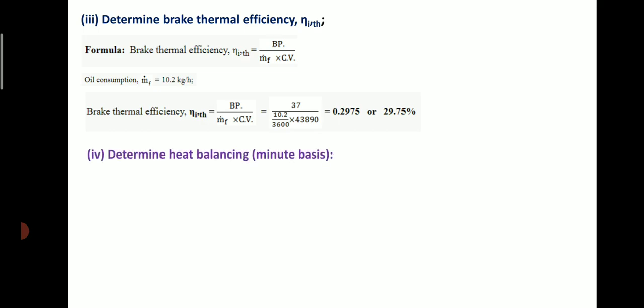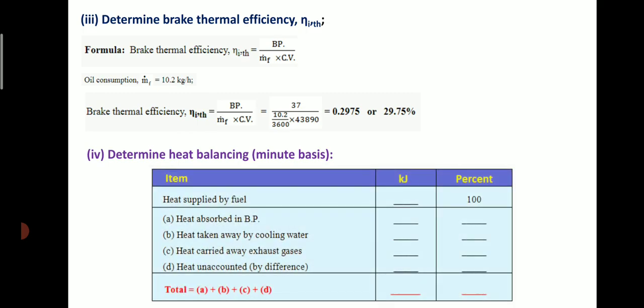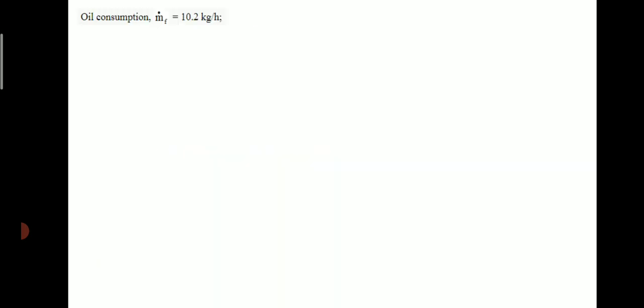So let us see how to determine the heat balance on a minute basis. Here you will see how much heat is supplied, that we have to decide. Then how that heat supplied is utilized in the form of producing brake power, heat taken away by the cooling water, heat carried by the exhaust gases, and unaccounted heat. So let us see oil consumption, that is given 10.2 kg per hour.